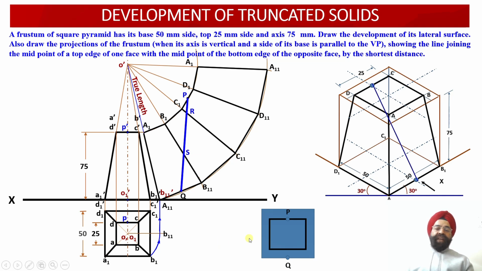Now next point which is available with us, it is point Q. It is lying onto the base between the edges A1 and B1 over here. We can see over here. So once we look at this model also, we'll find that point Q happens to lie onto the midpoint of the base edge A1 B1. So into the true length lateral surface development over here, Q was lying between A11 and B11 at the midpoint.